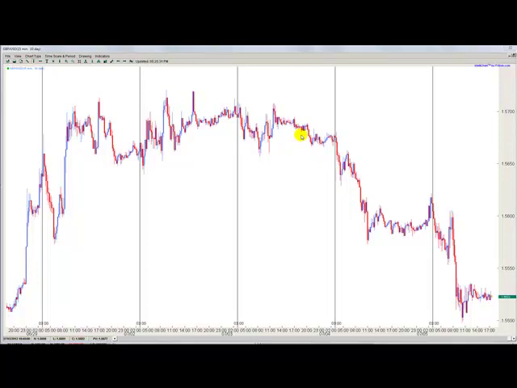Looking at the pound dollar on the 15-minute chart, and this goes over 10 days. So each candle is 15 minutes in time, and it goes back over 10 different days. You'll see I've got some markers on here. These are 3 a.m. Eastern Standard Time each and every day over the past handful of days.